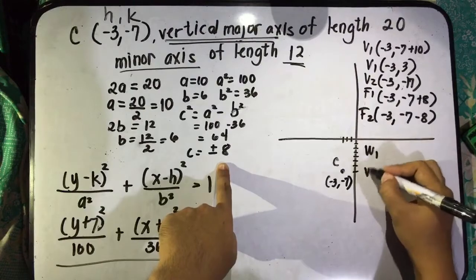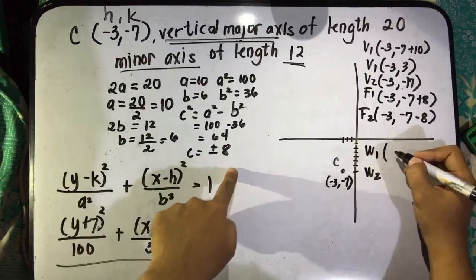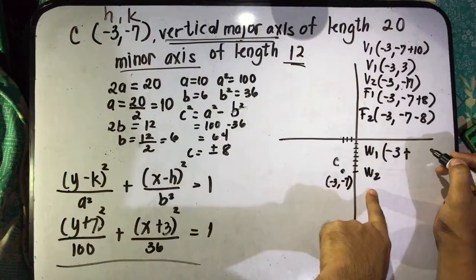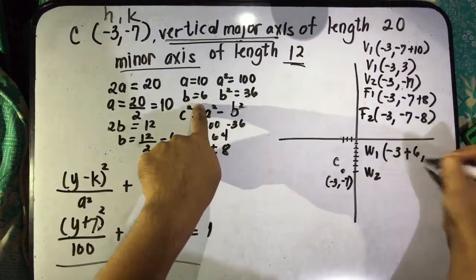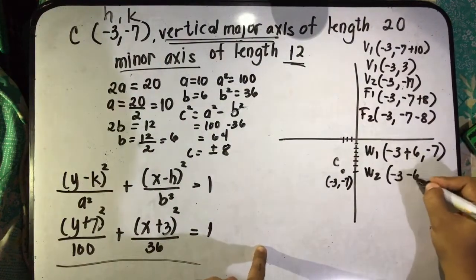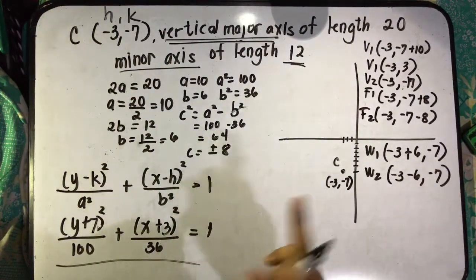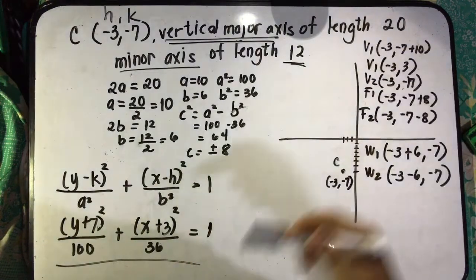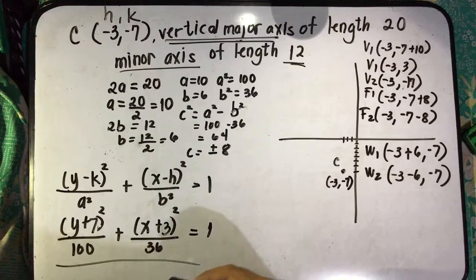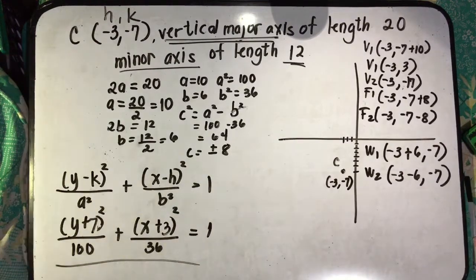Where will be W1 and W2 located? W1 will be located at -3 plus 6, -7, that is for B, so that is plus 6. And W2 would be -3 minus 6, -7. So those will be the coordinates of the vertices, the foci, and the covertices. Questions?